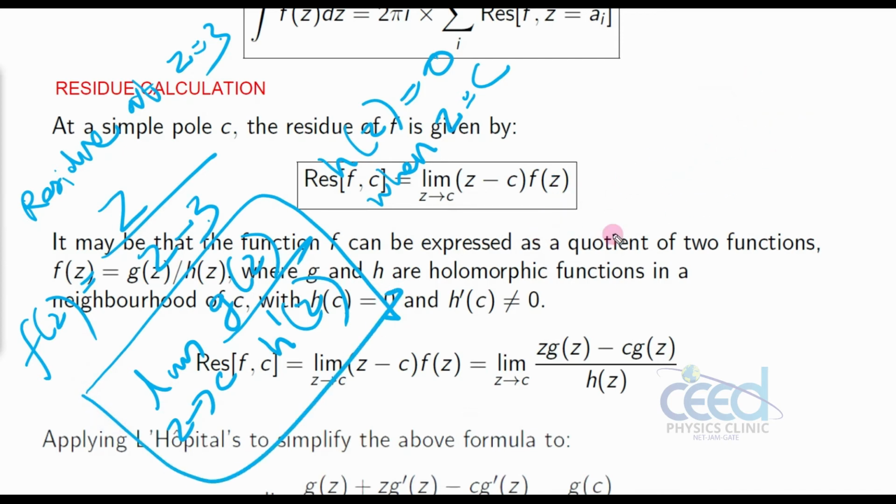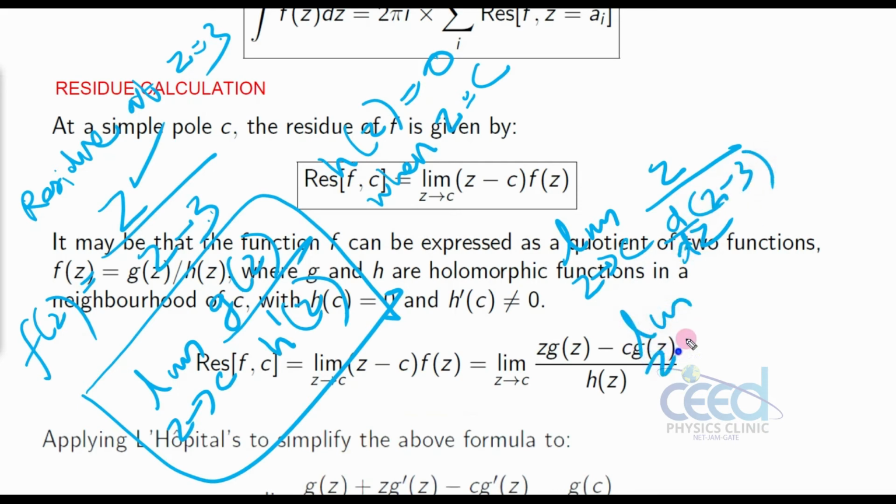So with z by z minus 3 in this format, I can calculate the residue simply by z tends to c. What is g of z? That is z. When I substitute z is equal to 3 in the denominator, 3 minus 3, that is equal to 0. Then I have to find the differential of this, that is h dash of z, d by dz of z minus 3, which is equal to 1.